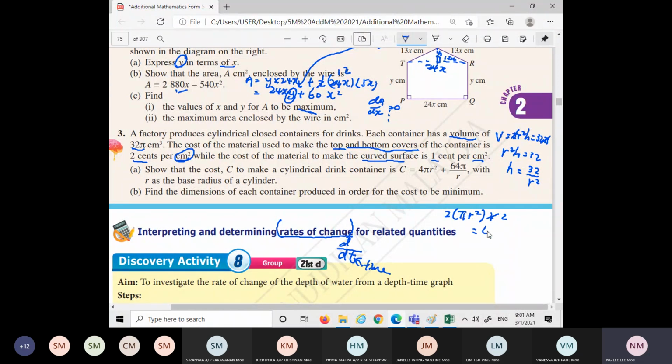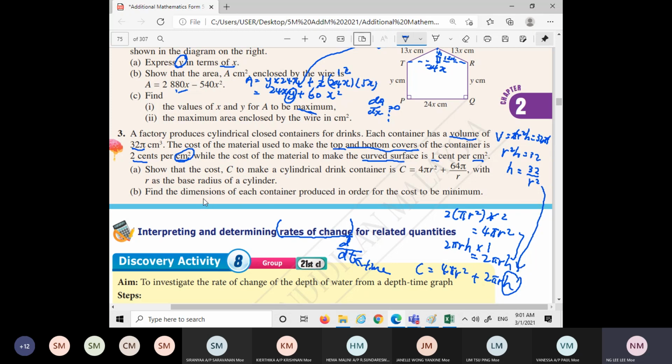So this one will end up with 4 pi r squared. This is for the top and the bottom cover only. Then how about the surface area? We use back just now the circumference 2 pi r, times the h, then times the cost, which is 1 cent per centimeter squared. So times 1, you get 2 pi r h. These two you add up, then is the cost: 4 pi r squared plus 2 pi r h. But the same thing, the h you have to replace with this. I think you will get the answer.